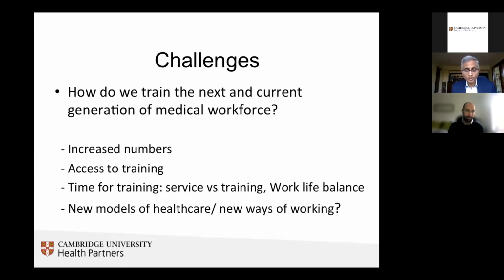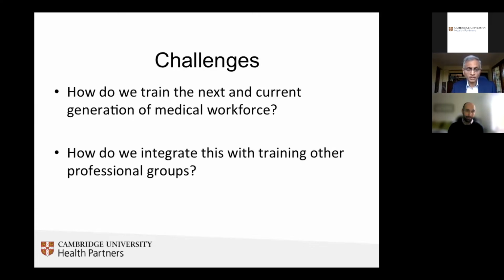And of course, everyone in the health service has been under tremendous strain over the last couple of years, and we need to make sure that the work-life balance of people is maintained. So we'll see new models of healthcare coming in, and new ways of working. And when we train our future doctors in those new ways of working, we need to make sure we integrate those new ways of training and working with other professional groups.